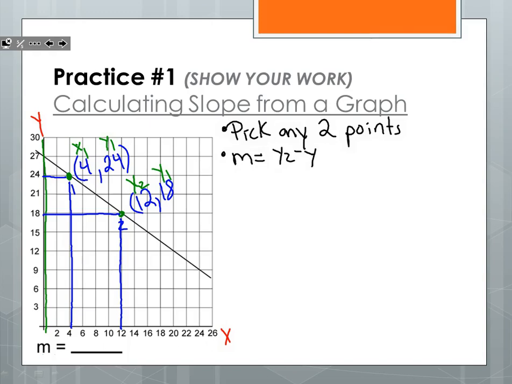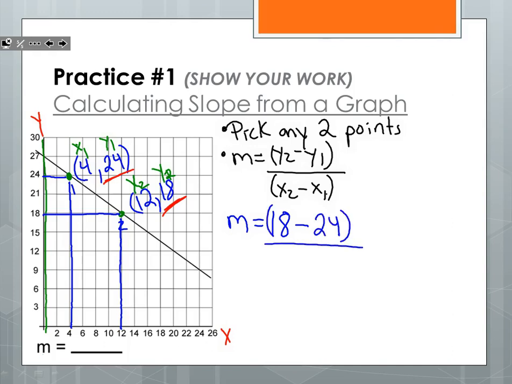m equals y sub 2 minus y sub 1, parentheses, all over, parentheses open, x sub 2 minus x sub 1, parentheses closed. Alright, so I'm just going to input. So m equals my y sub 2, we'll say 18, minus my y sub 1, 24, parentheses, all over my x sub 2. So that's my x sub 2, 12, minus my x sub 1, which is 4.